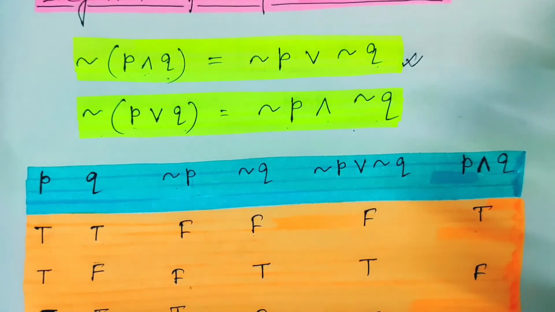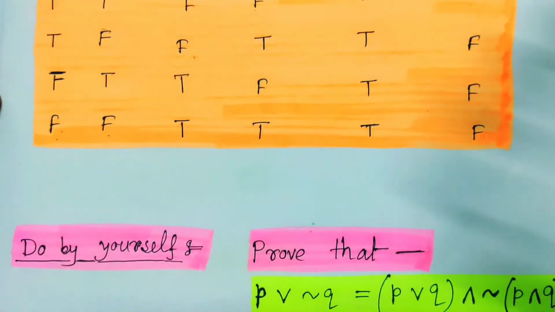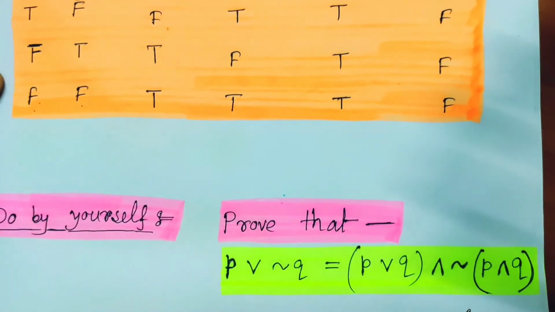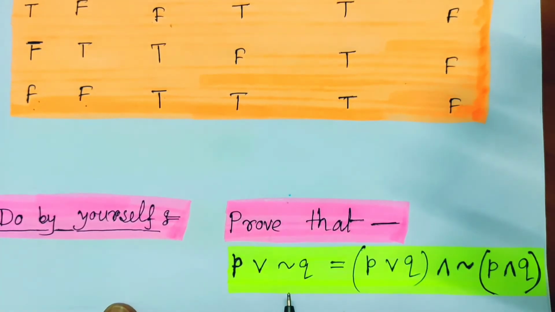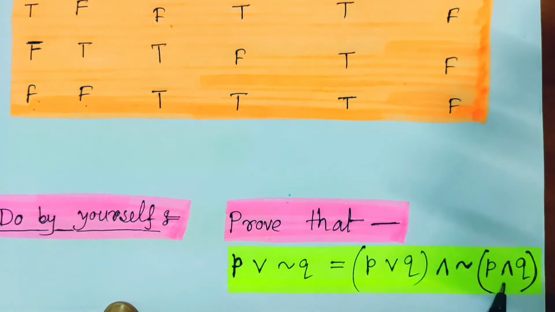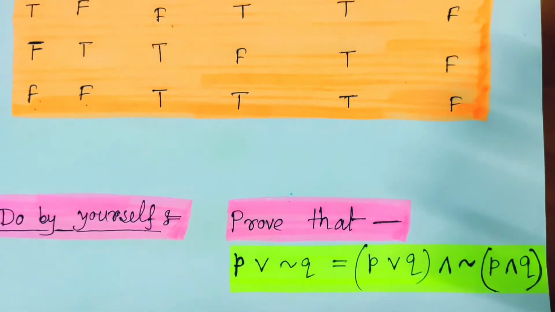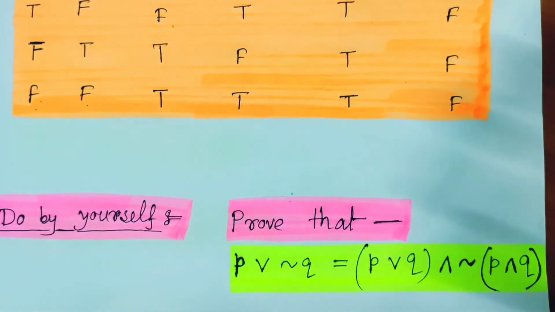So this one is the negation of compound statements. Likewise, we can find out the negation of any such compound statements. So you should try one question at least by yourself. Here is your do-it-yourself question: P disjunction not Q is equal to P disjunction Q, then it is the conjunction not of P conjunction Q. So you should verify at home that the left hand side is equal to the right hand side.